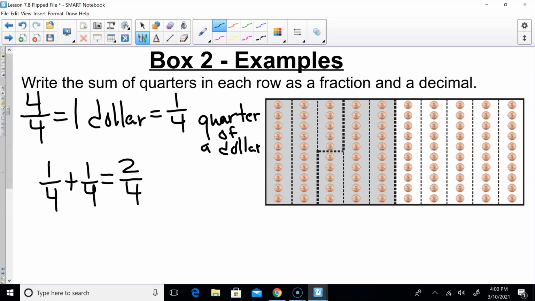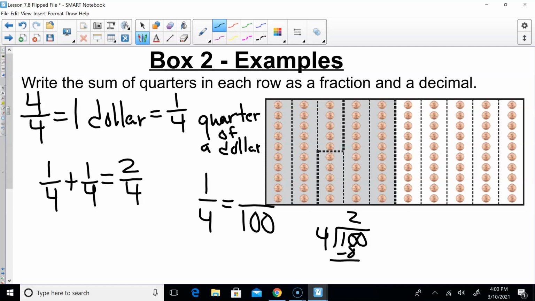So if I take 1/4 and I want to make it equal to 100, because then I can write it as a decimal, 4 times what equals 100? I'm going to divide 100 by 4. 4 goes in there 2 times. 2 times 4 is 8. 10 minus 8 is 2. Bring down the 0. 4 can go into 20 five times, and that would be 20, which gives me 0. So 4 goes into 100 twenty-five times, so I multiply this one by 25 and 1 by 25, which would give me 25 hundredths.